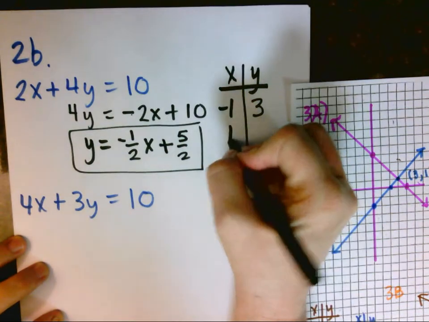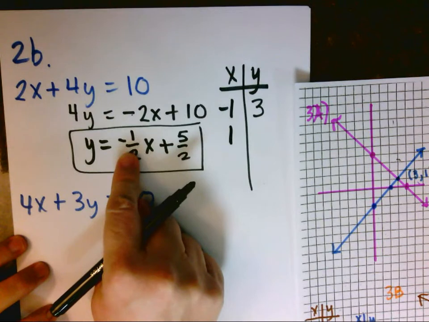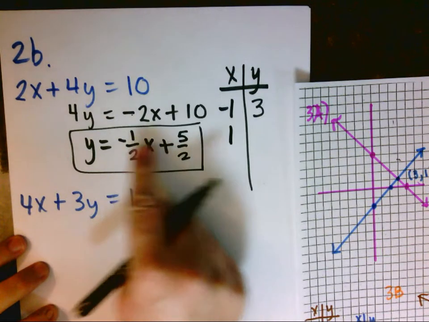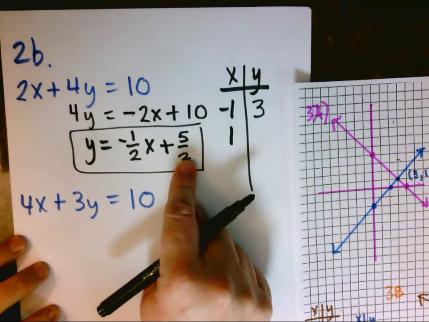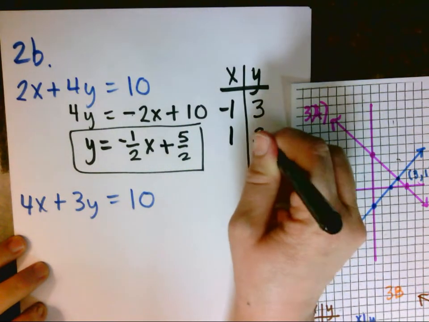Now let's put a positive 1 in for x. So 1 times negative 1/2 is a negative 1/2. Negative 1/2 plus 5/2 is 4/2. 4/2 is the same as 2.